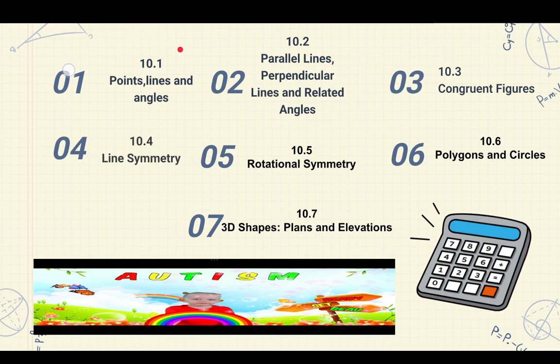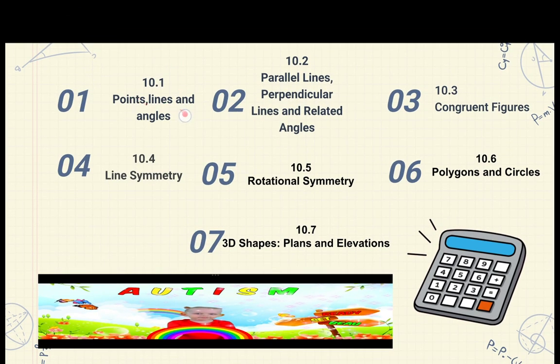Okay, now, there are going to be 7 topics in Chapter 10: points and angles, parallel lines, perpendicular lines, and related angles, congruent figures, line symmetry, rotational symmetry, polygons and circles, and lastly but not least, 3D shapes, plans and elevations.